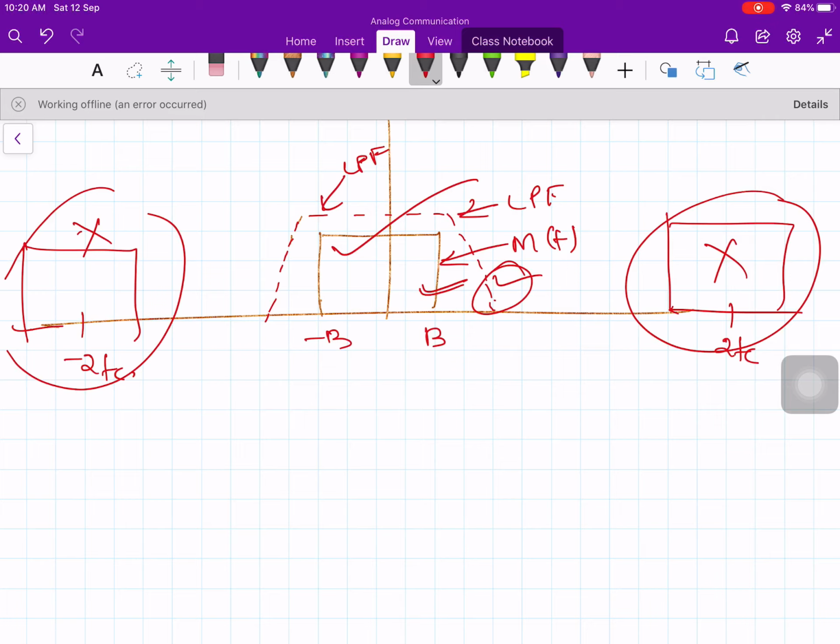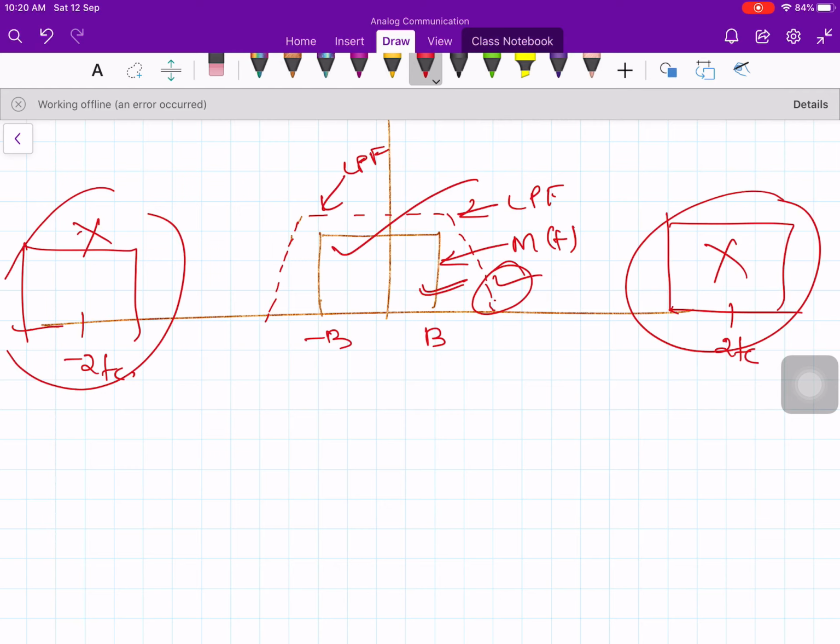Therefore, we will just get m of t back. Okay. So that's the demodulation. It looks simple enough. Even though it looks very simple, there is a small complication which you should be aware of. Let us see what that complication is.